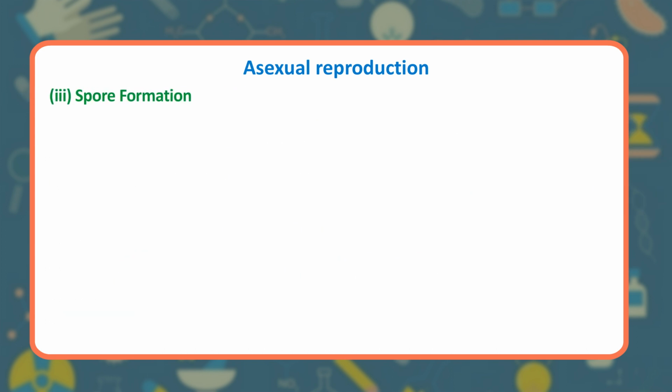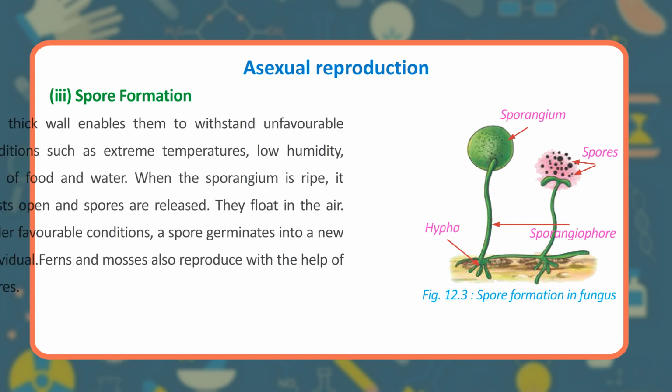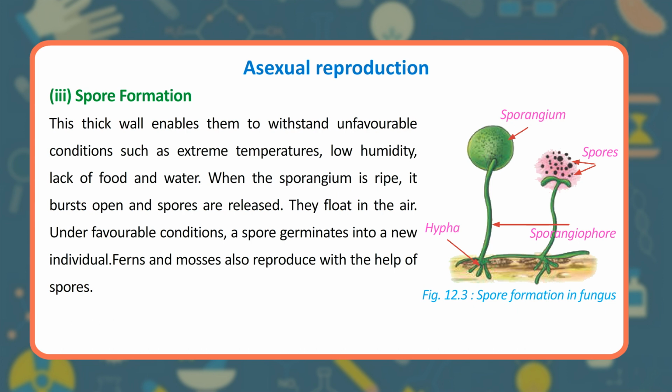3. Spore formation. Some plants like ferns and mosses reproduce asexually through spores. Fungi, like bread mold, also reproduce asexually through spores. You must have seen bread mold. If you examine it under the microscope or a magnifying glass, you will see fine thread-like structures called hyphae and spherical structures called sporangia, singular sporangium. Sporangia are filled with spores, which are asexual reproductive bodies having a thick protective wall. This thick wall enables them to withstand unfavorable conditions such as extreme temperatures, low humidity, and lack of food and water.